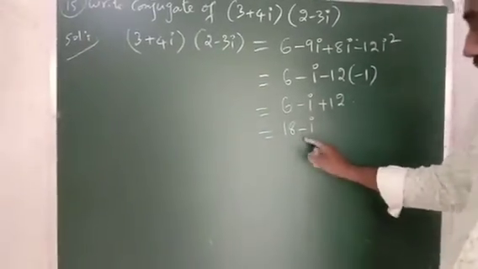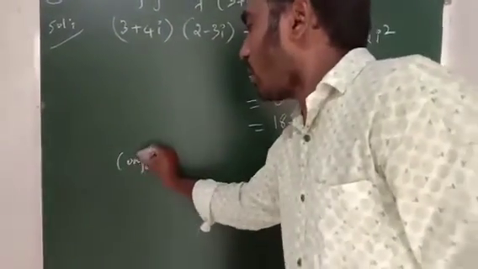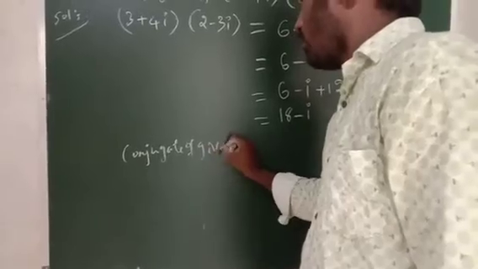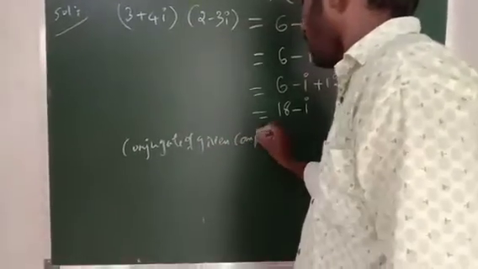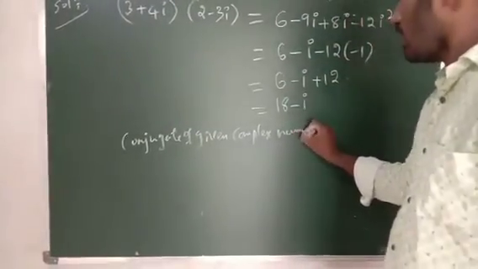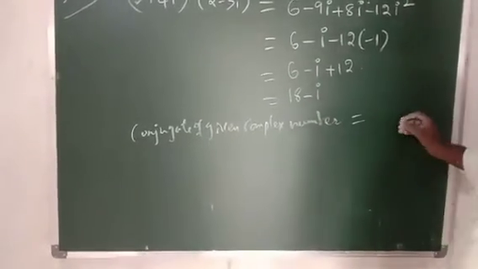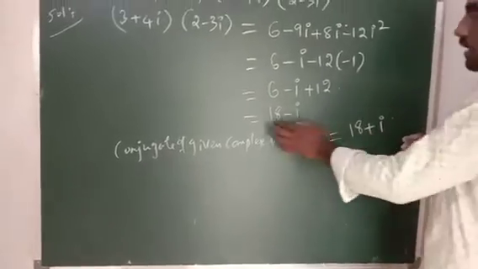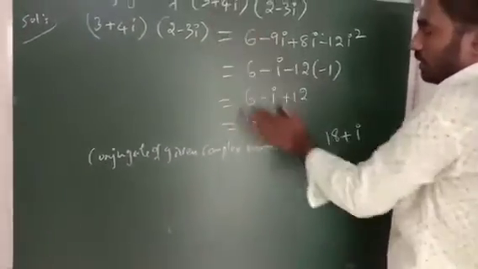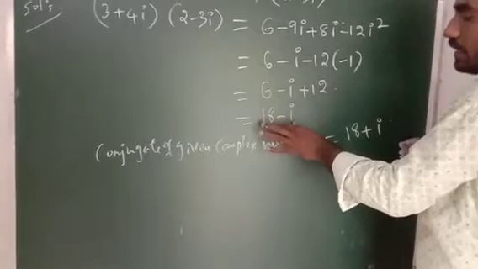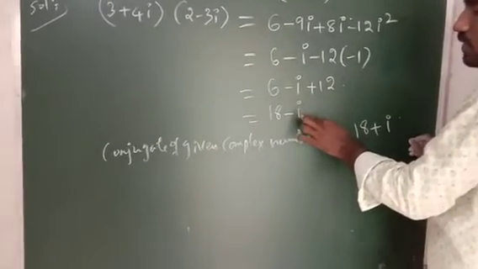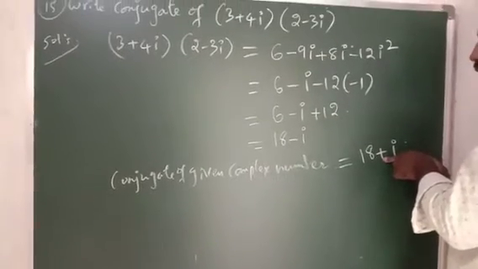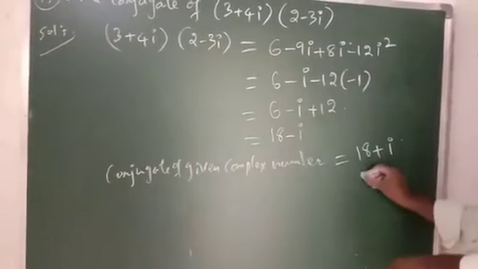So now the conjugate of the given complex number equals 18 plus i. Here we got 18 minus i as the given complex number. The conjugate is found by changing the sign of the imaginary part. Here we have minus, so we convert it into plus. The answer is 18 plus i.